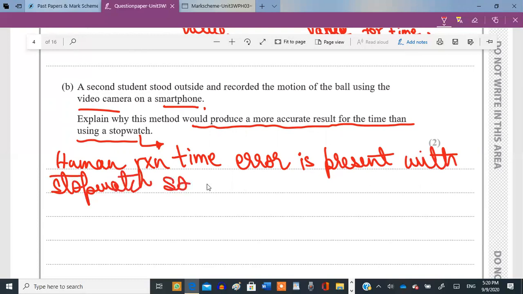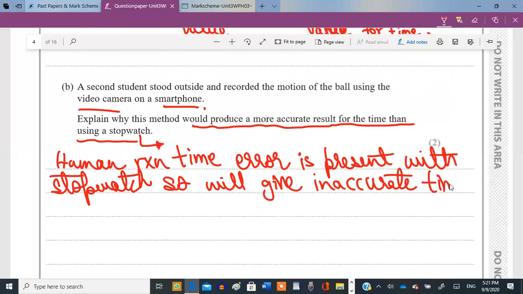So it will give an inaccurate time reading, or will give a longer time reading.